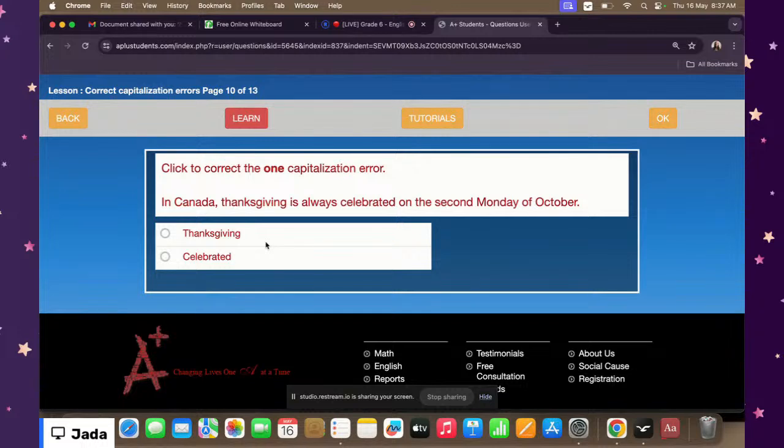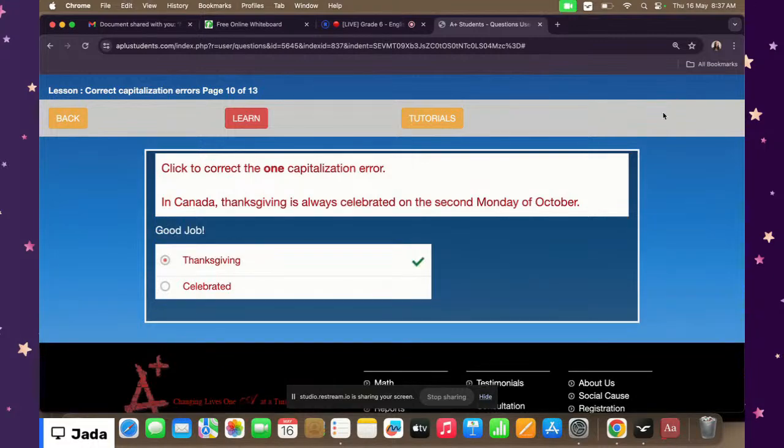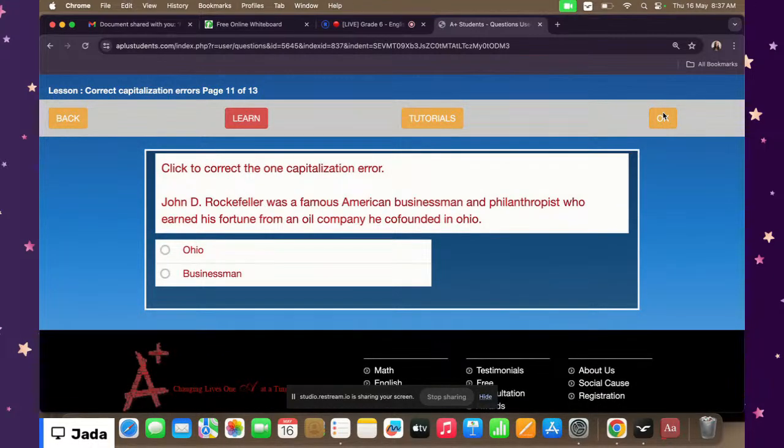In Canada, Thanksgiving is always celebrated on the second Monday of October. What's the problem here? What's the capitalization error here? Okay, so Thanksgiving is a holiday, so it needs to be capitalized.